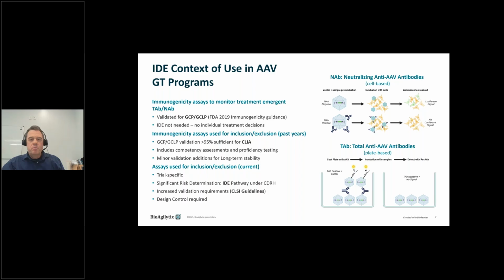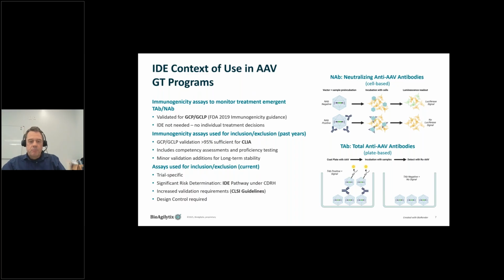So the assay platforms that we use are cell-based neutralizing antibody assays, NAB for short, also called transduction inhibition assays, and also plate-based immunoassays for total antibodies against AAVs, and those are TAB assays for short. And the diagram for the cell-based NAB assays is shown on the top right. And in these assays, there is a capsid of interest that carries a transgene for a reporter gene, usually luciferase, which generates a luminescent signal after being incubated with the cells.